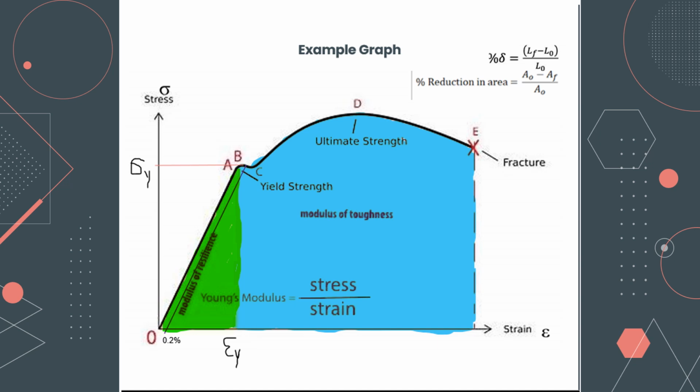To find the tensile strength or ultimate strength, which is the maximum stress that a material can endure, we find the highest point on the curve. On our graph, this would be point D.